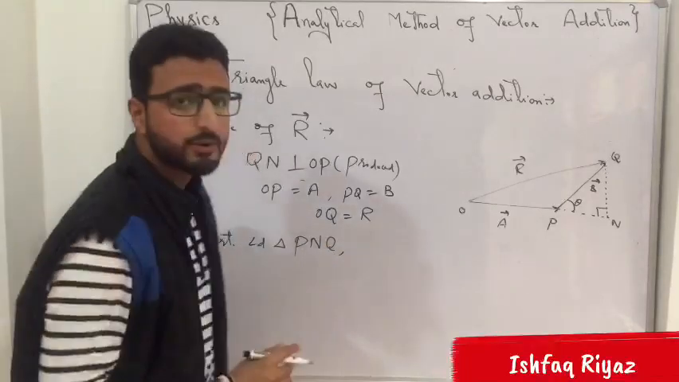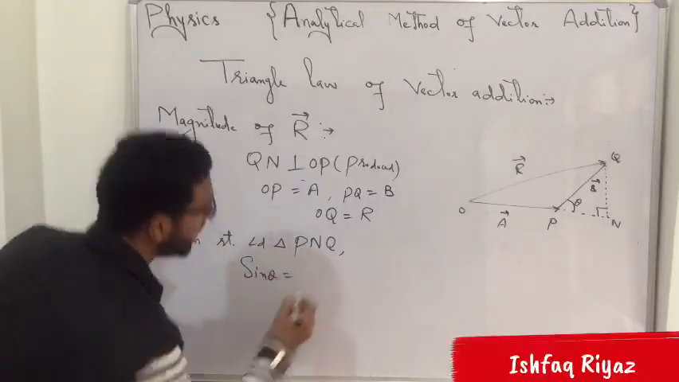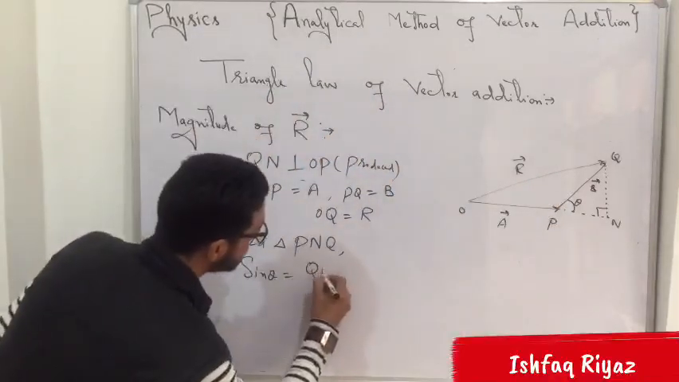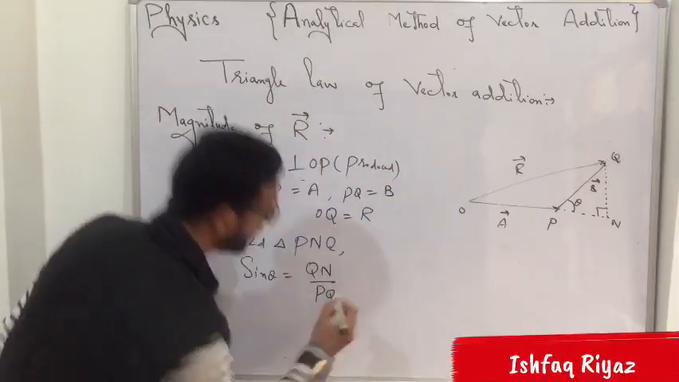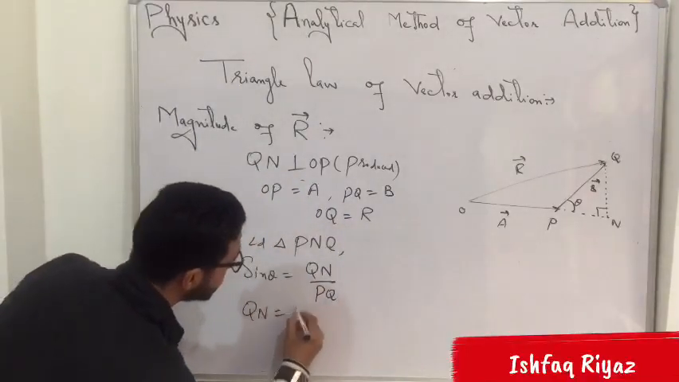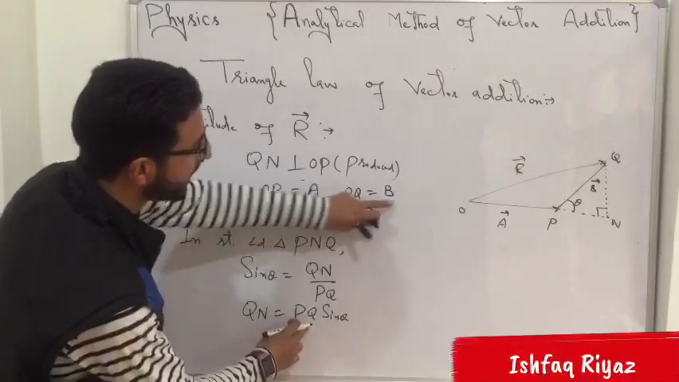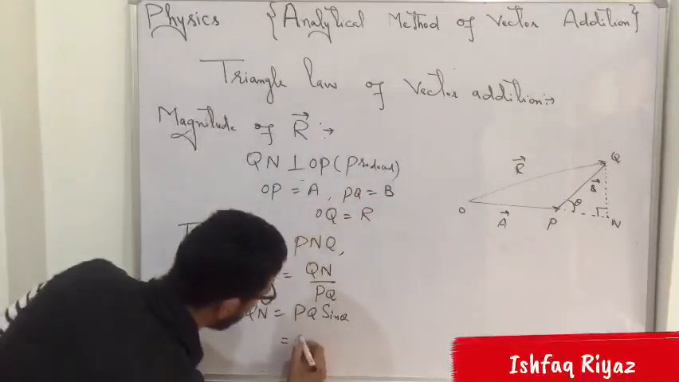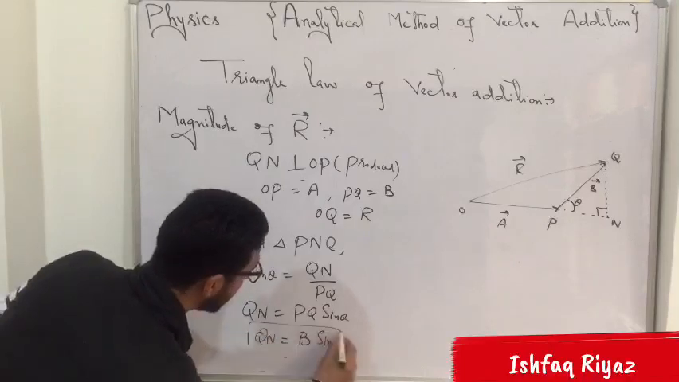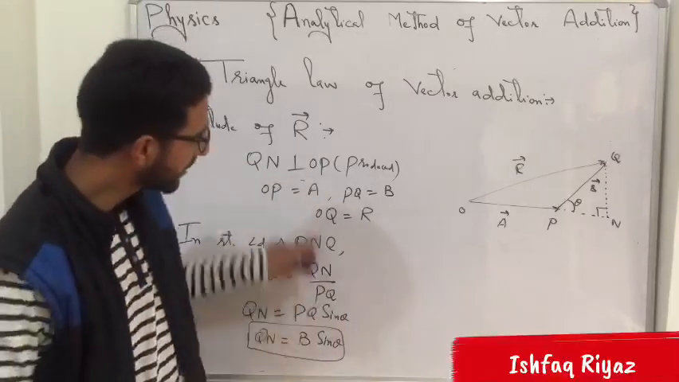So in the right angle triangle PNQ, tell me, what will sin theta be equal to? Sin theta is equal to perpendicular by hypotenuse, that is QN divided by PQ. Okay, so QN will be equal to PQ sin theta. What will I write in place of PQ? That is the magnitude of B. So I will write this is equal to B sin theta. So QN here is equal to B sin theta. Hope you are following these steps.